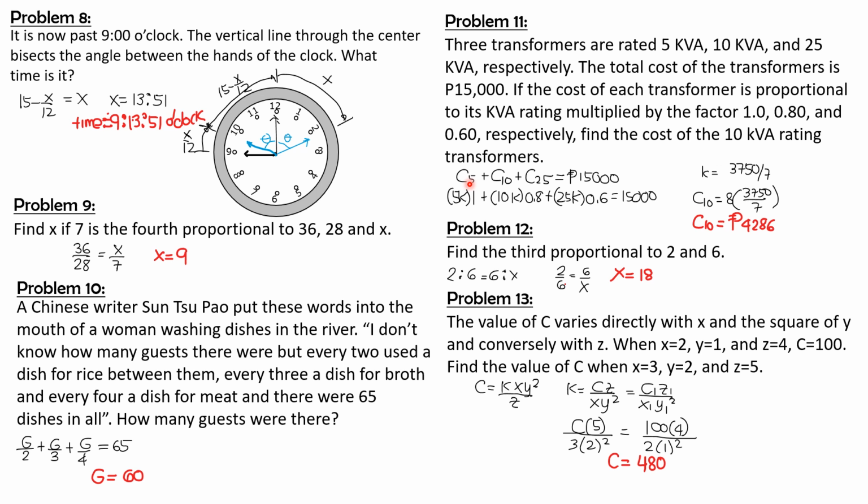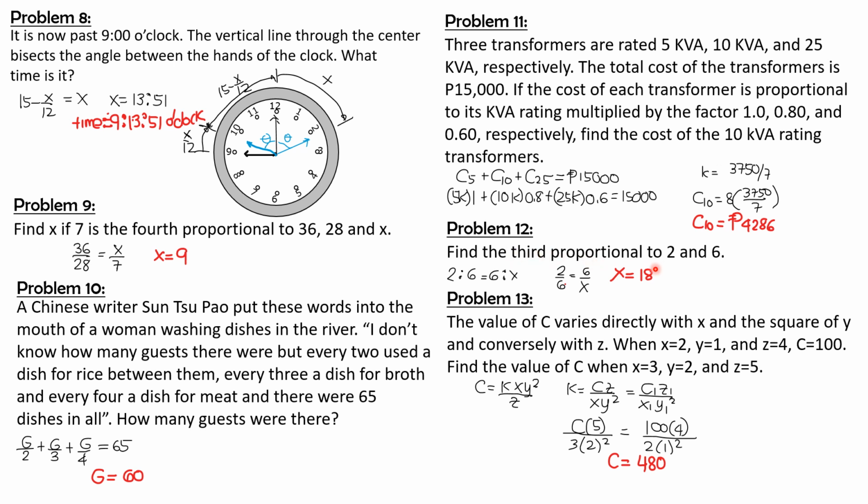So for the 5 kVA transformer, K times 5, then we multiply it further by this factor 1.0. For the 10 kVA rating, 10K, then factor 0.8. For the 25 kVA rating transformer, 25K, then factor 0.6. Equate to 15,000. Solving for K, K is 3,750 over 7. Therefore, the cost of the 10 kVA rating transformer is 10K times 0.8, or 8K. So 8 times 3,750 over 7 is 4,286 pesos.